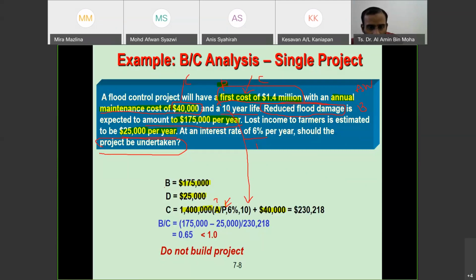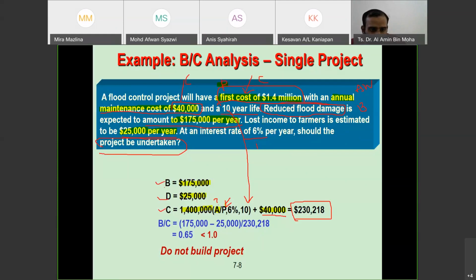40,000 is already A. And I hope you know how to calculate this. You're going to check on the table, or you can use the formula, and then you're going to get some figure here, and you add it to 40,000, you get 230. So now we have all the information that we need. We have B, we have D, we have C.